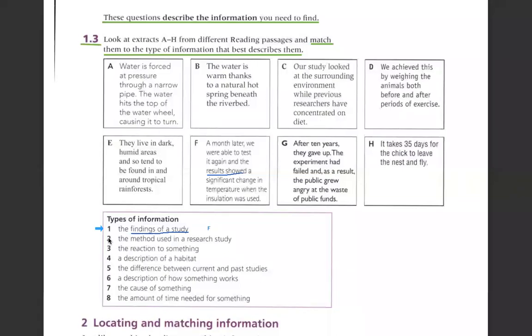Right, I'd like you to do the rest of them by yourself. So what you can do is kind of think about what we're looking for here. We're looking for a method. Here we're looking for a reaction, a description. Okay, so I'd like you to do 2 to 8 on your own. I'll give you 3 or 4 minutes. Just write your answers on a piece of paper and then we'll check them together. Okay, so just write the number and the letter that matches.